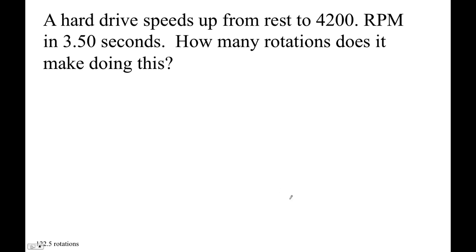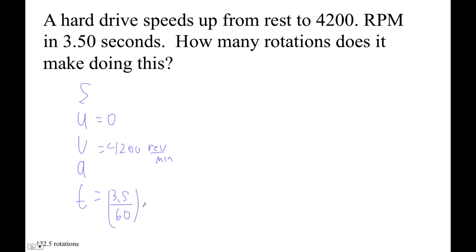All right, so let's do this now with RPMs. Initial 0, final is 4200. And the time is 3.5 seconds, but we've got minutes there, so we've got to go 3.5 over 60, and that's how many minutes we've got, right? Well, now we're all set, right? We can find the displacement. S is U plus V over 2 times T.